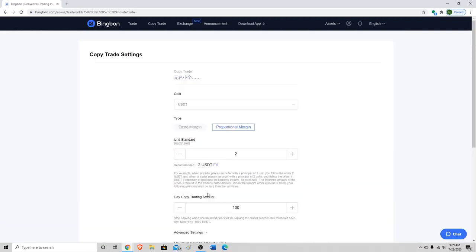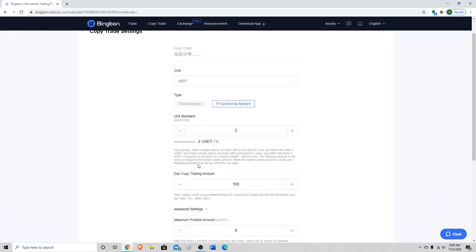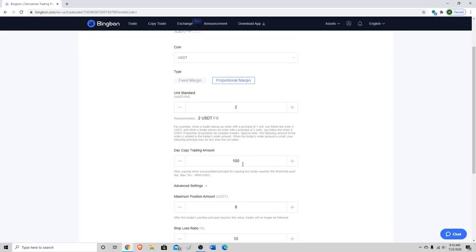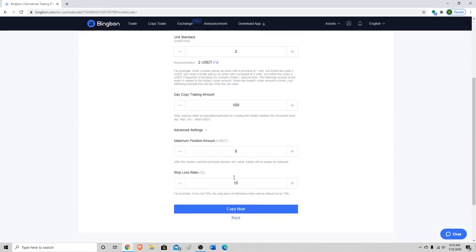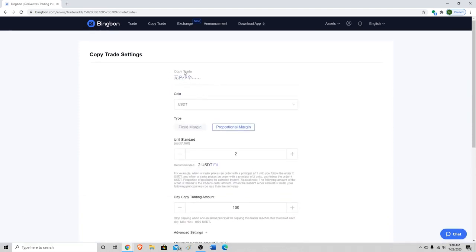So proportion margin is actually just going to be like almost leverage trading there. So if they use one principal unit, you're going to use 2. If they use 2, you're going to use 4. So I wouldn't use this, but again, to each his own. And then you would copy now, okay? And it tells you you're copy trading.